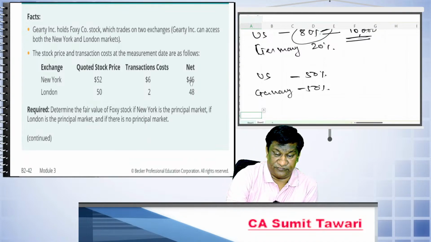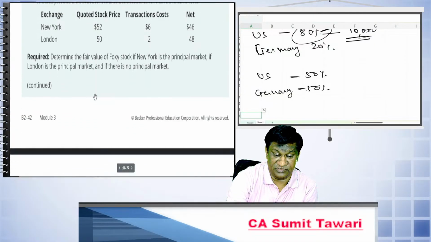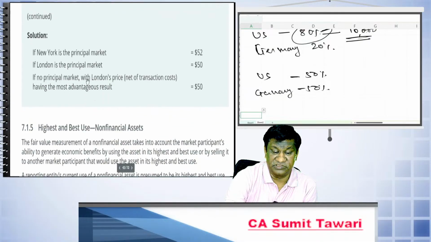So first we evaluated that there is no principal market, then we evaluated which one is most advantageous, which is 48. London is the most advantageous, and then we need to consider only the quoted stock price. We should not consider the transaction cost. So 50 is the quoted stock price that we need to consider. With no principal market, London, net of transaction cost, gives the most advantageous result, and the fair value is 50.